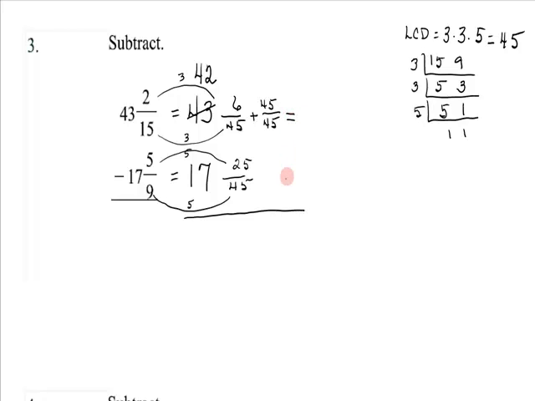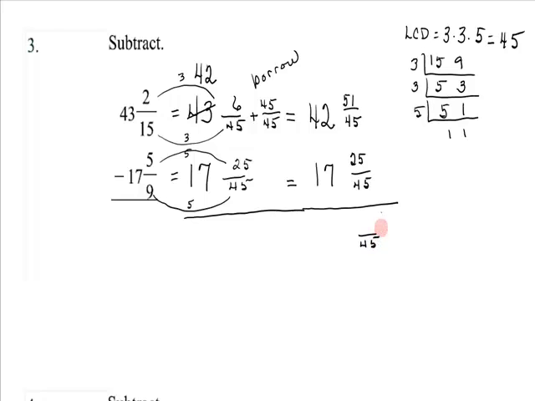So I'm going to write this one more time. I now have 42 and 6 and 45 is 51 45ths, and bring this one over, 17 and 25 45ths. So I had to borrow to get this. All right, I have my denominator of 45. I need to subtract 25 from 51. That's going to give me 26. 7, I can't take it from 2, so I do my traditional borrowing. 7 from 12 is 5.